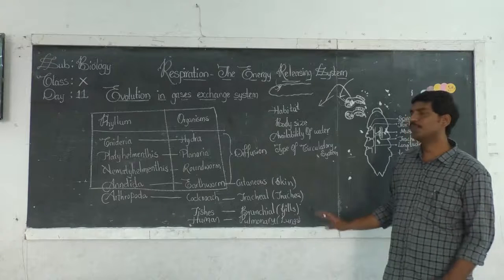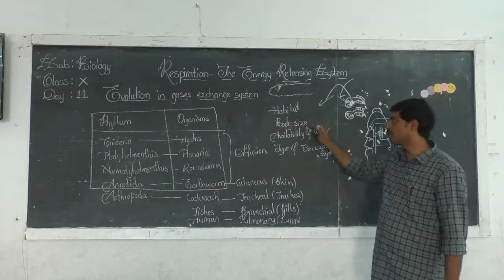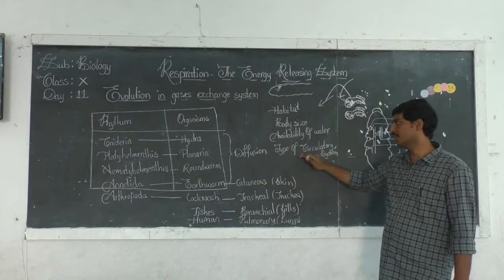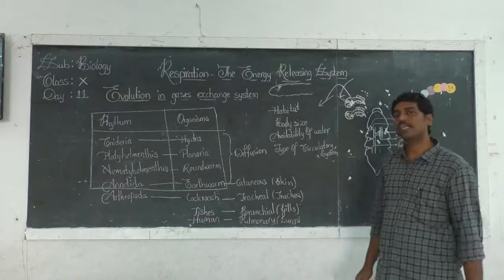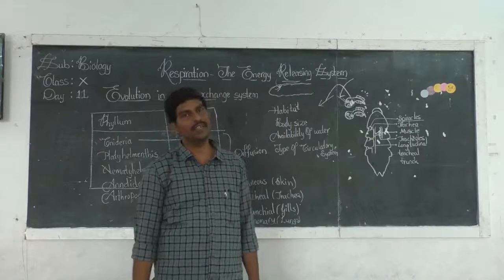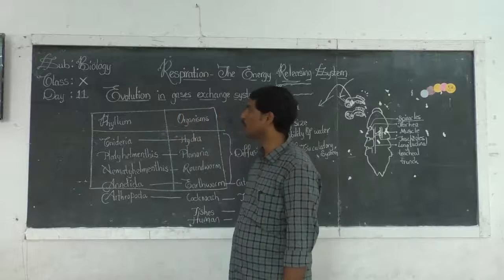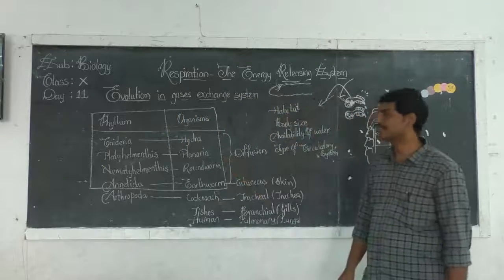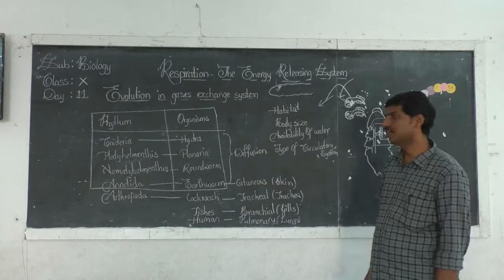So based on the habitat, body size, availability of water and type of circulatory system, different organisms have different types of respiratory system. This is all about the evolution of gas exchange systems in different organisms.